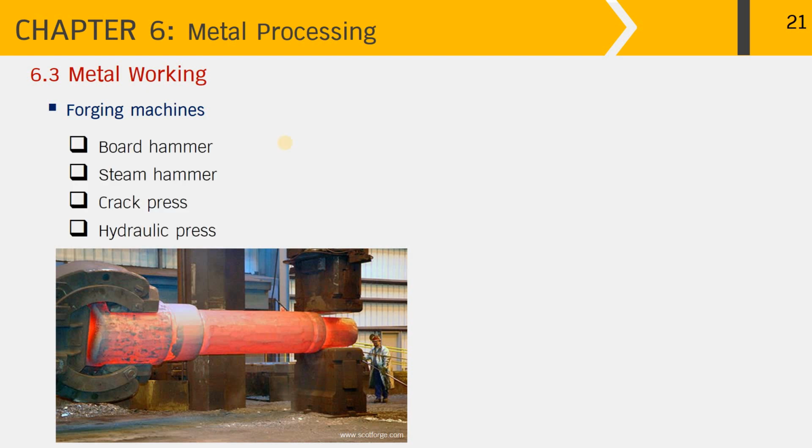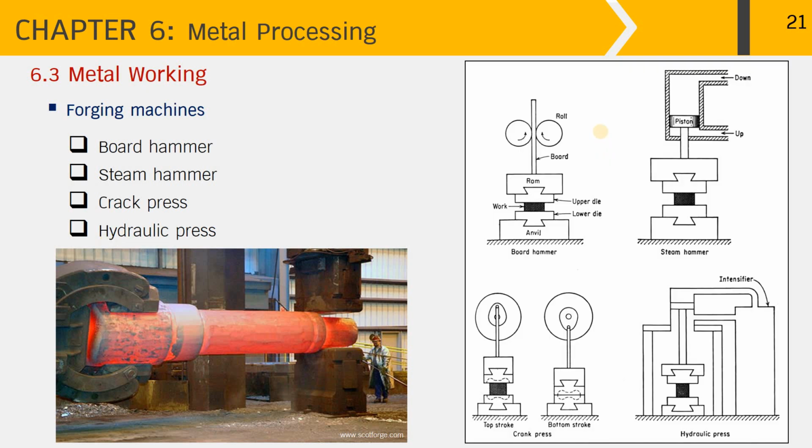And if we classify the forging machines based on its operation, there are 4 types of forging machines. First is the board hammer, second is the steam hammer, third the crank press, and fourth the hydraulic press. Within this diagram, you can see the board hammer over here.